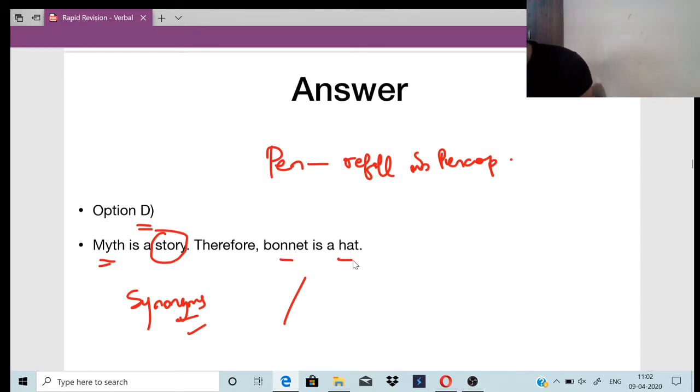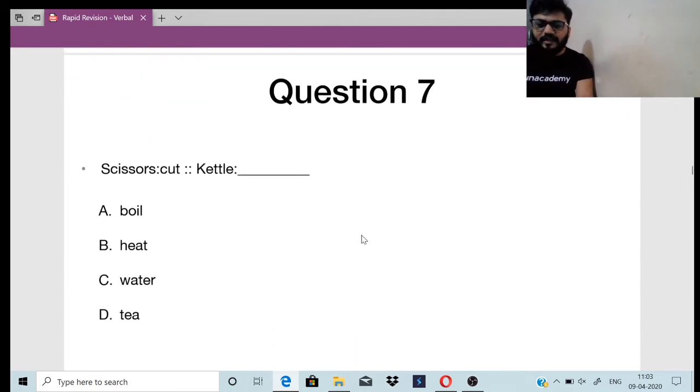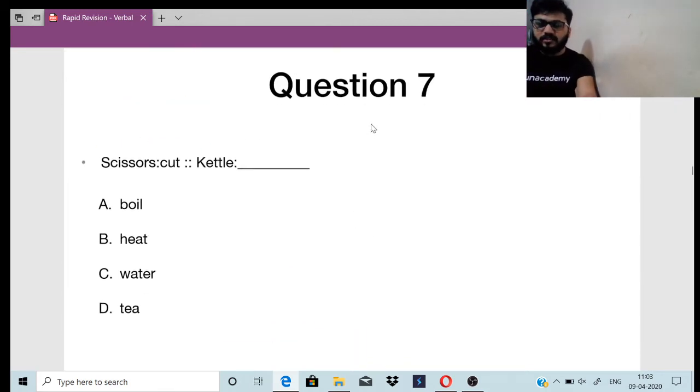Clear, people? I know verbal analogies are very tough. I will try to finish all the 20 questions, or else you guys can take the other questions as homework and ask me your doubts. Chalo, next question. Question 7. This is an easy one, so everyone can give this answer. Scissors is to cut, kettle is to what? I brought some easy questions also.